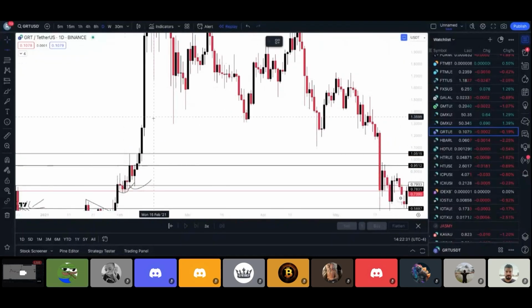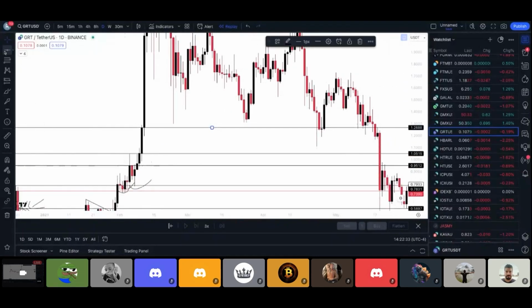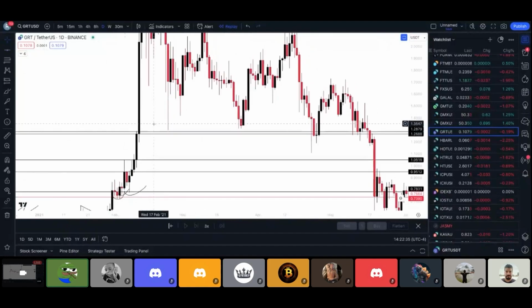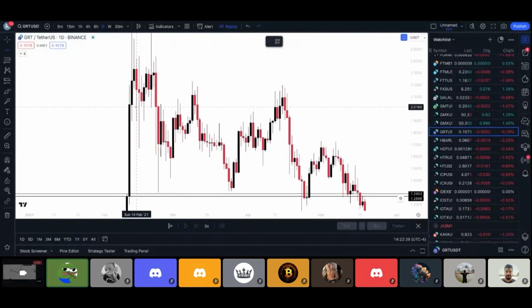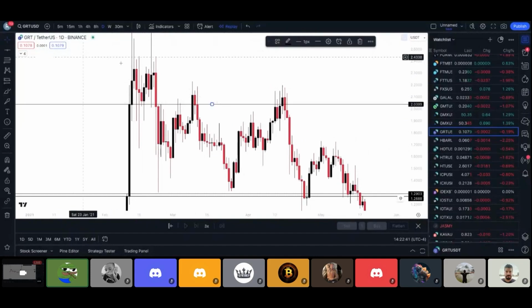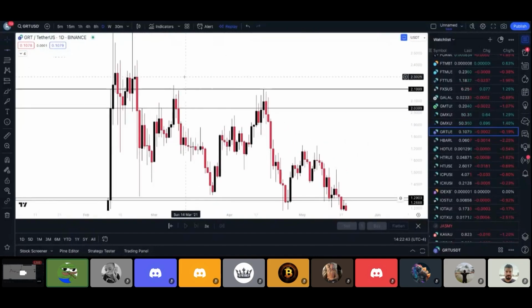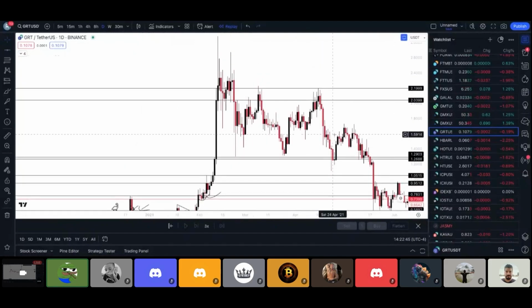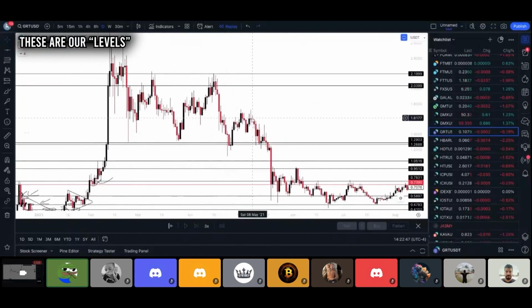We got this wick up here. That's our range. We got this candle closure right here. We got this candle wick right here. That's our range a little bit. Bada bing. And then we got this level right up here. And then we got this candle wick right here. Bam. So these are our levels. That's it. That's all it takes.